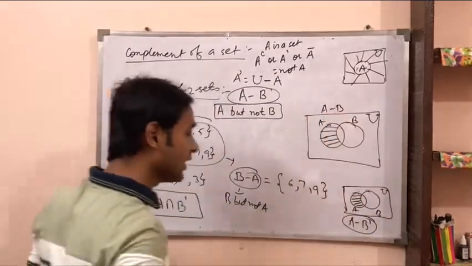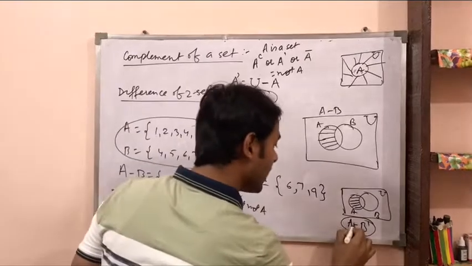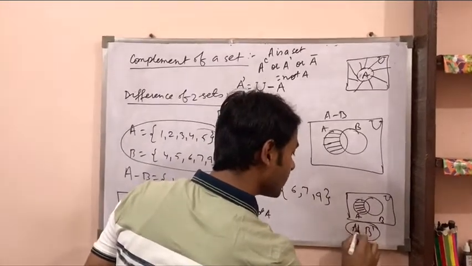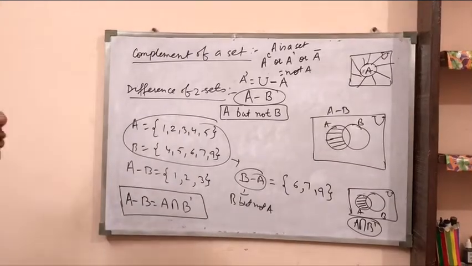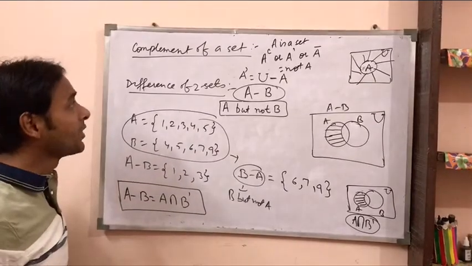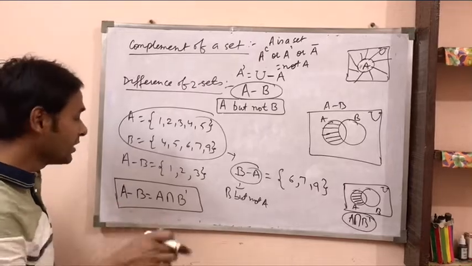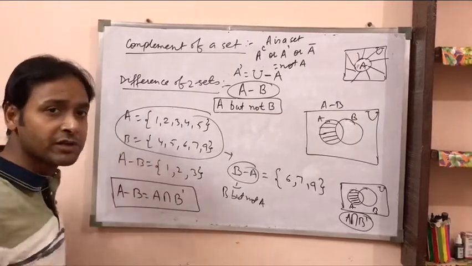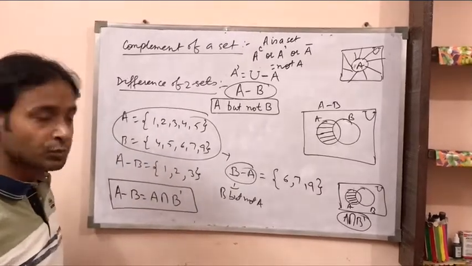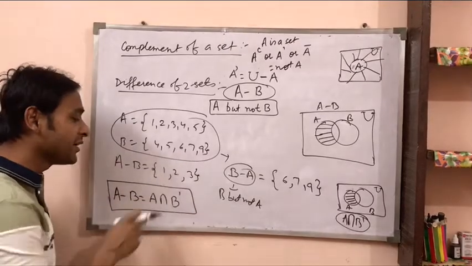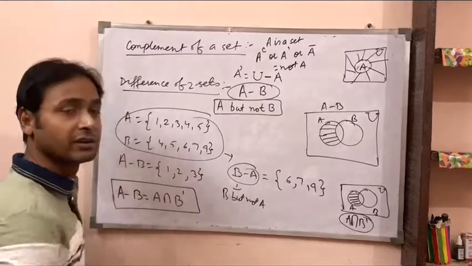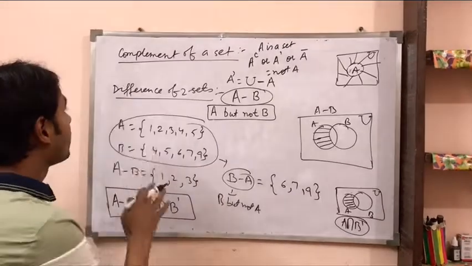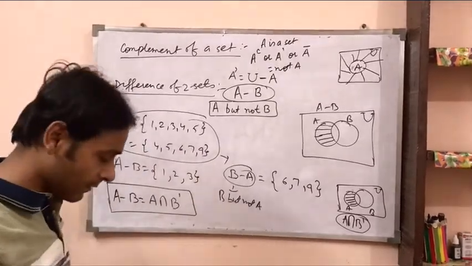So we can see that A minus B is A intersection B dash. When we do the properties of operations of set theory, then we can see that this will be the result, very important result, which we will use in some questions also. A minus B is given by A intersection B complement, A intersection B dash, A intersection B bar. Complement of a set, difference of two sets.